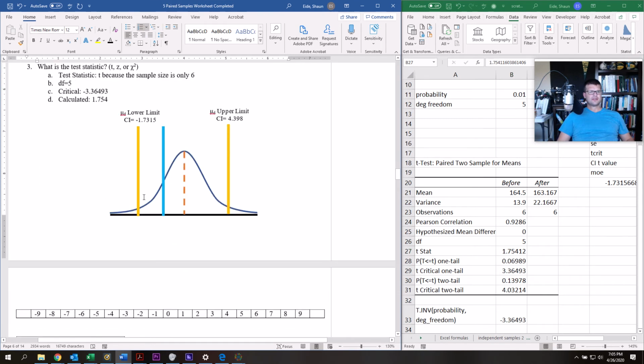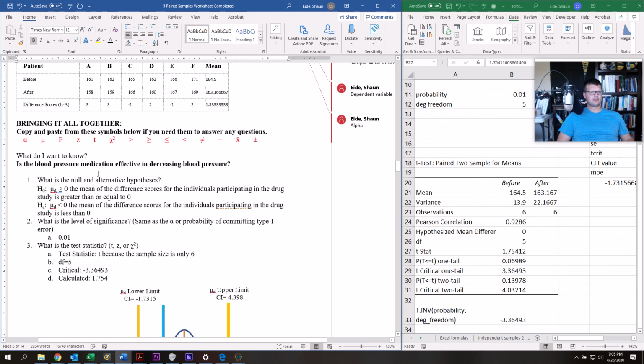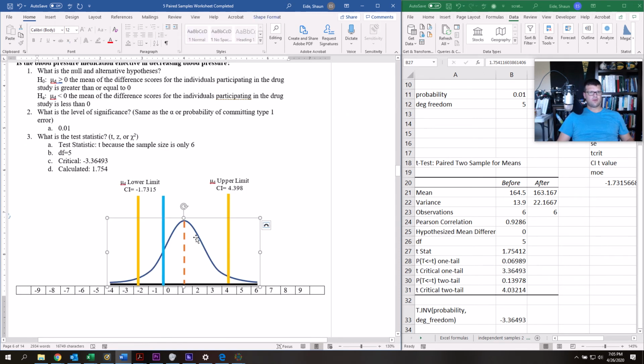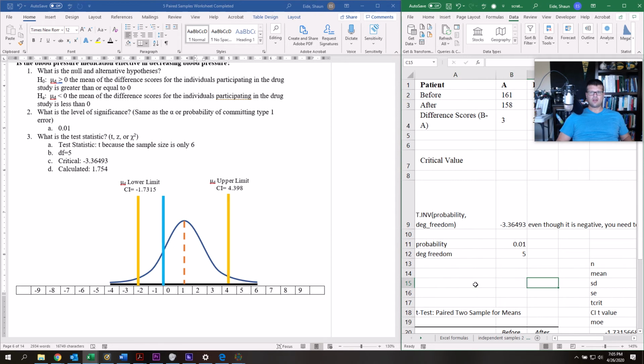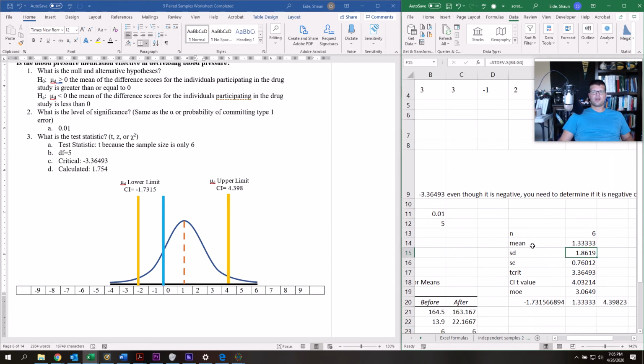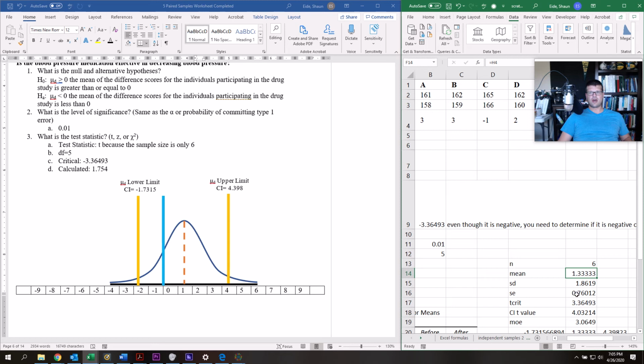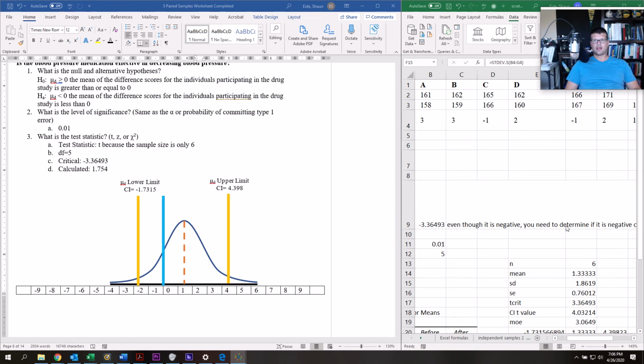What are we doing? We have this distribution. This is the distribution of the difference scores, the mean is 1.33. And this is a confidence interval. For this particular confidence interval, I already did all of the calculations over here. So we have the mean of 1.33. We have the standard deviation of 1.86, which I got by doing equals standard deviation sample. And for the standard error, I divided the standard deviation by the square root of the number of observations.